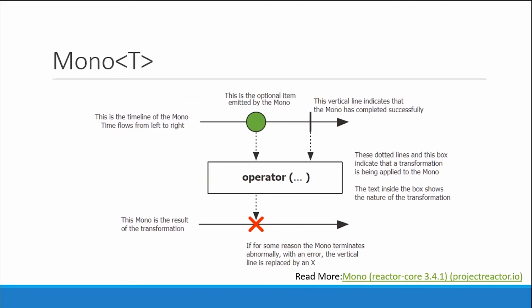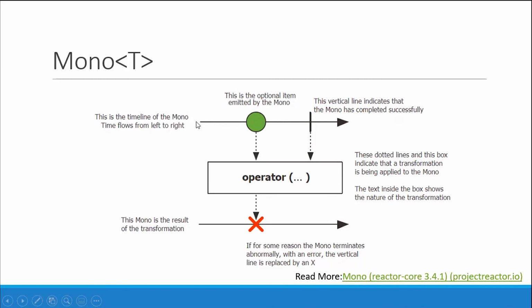In Reactor we can use Mono to emit 0 or 1 element. This is the basic diagram in their documentation showing the Mono object. This is the timeline of the Mono.